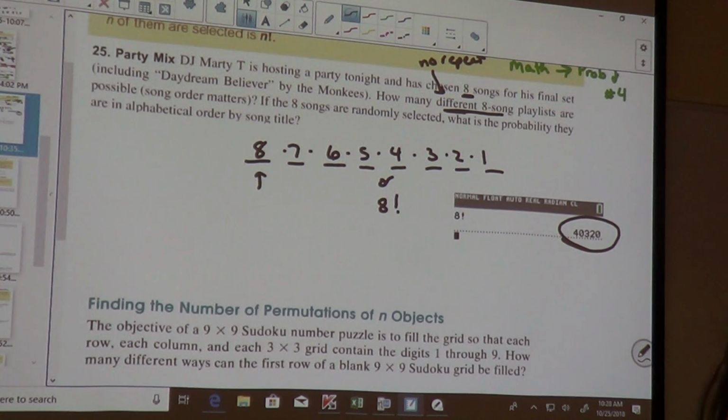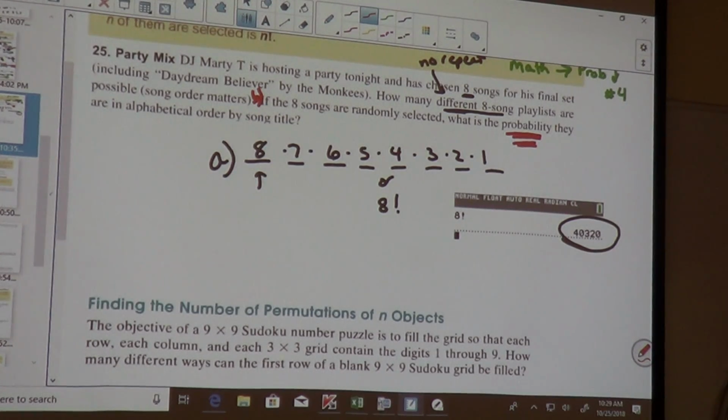Now, that was question A. Question B says, what is the probability that they are in alphabetical order? How many different ways can we put them in alphabetical order? If there's 8 songs, how many different ways can you put those 8 songs in alphabetical order? There is only one way to put them in alphabetical order.